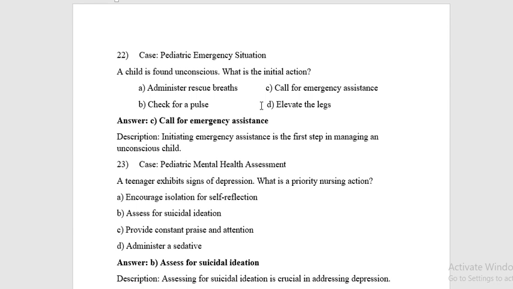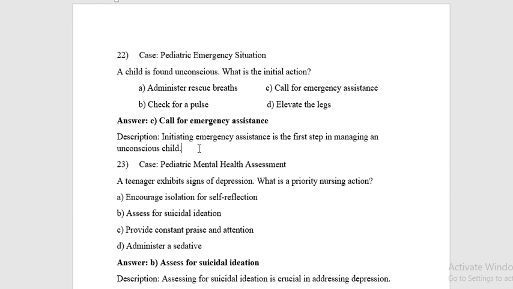Answer: call for emergency assistance. Initiating emergency assistance is the first step in managing an unconscious child. For an unconscious child, we should be seeking emergency assistance.